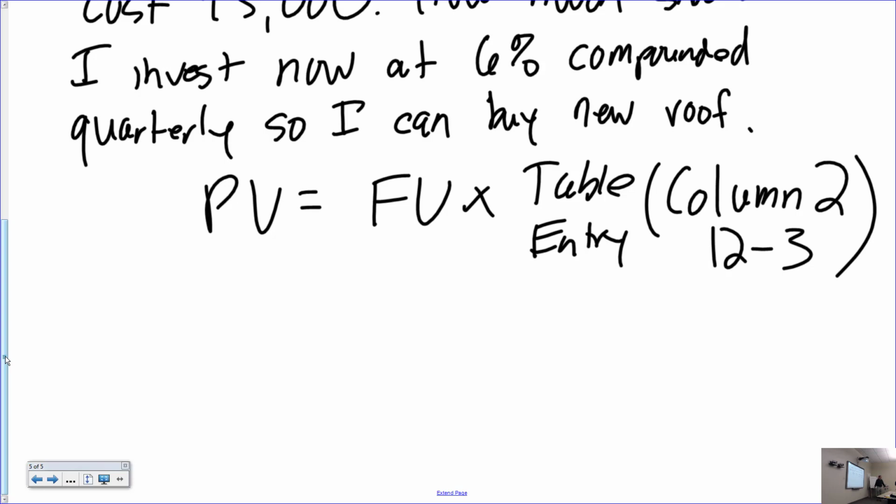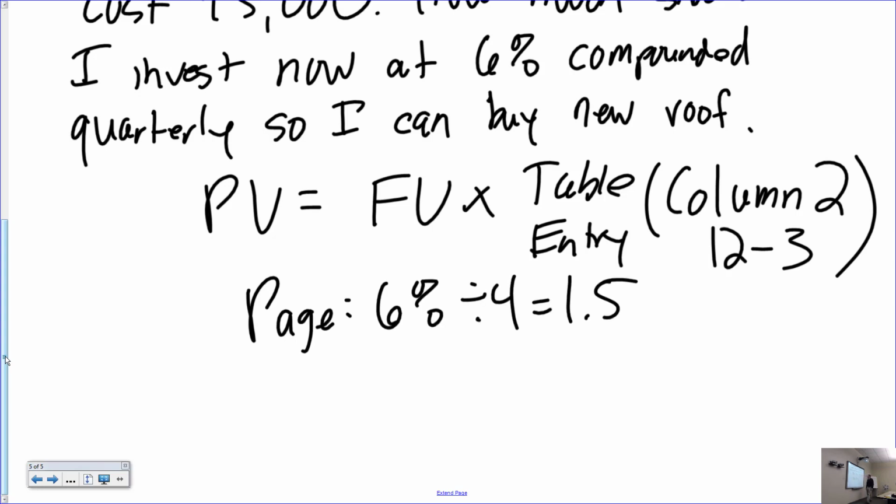Otherwise, folks, everything about the table, the way you look it up, the number, etc., is exactly the same. So, guess what page we're going to go to for this problem? 1.5%. Why? Because you take 6 divided by 4. Since it's compounding quarterly, we're going to divide by 4. We're on the 1.5% page.